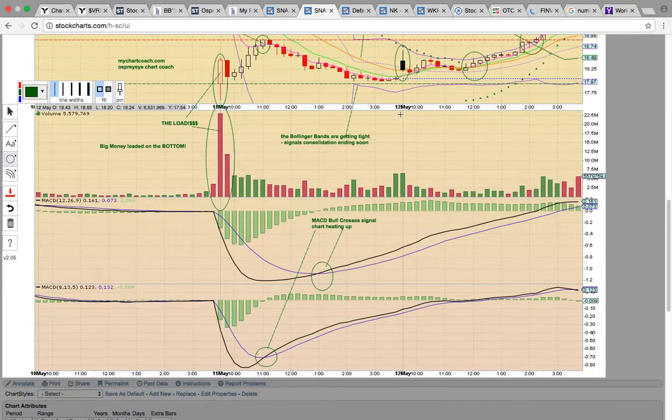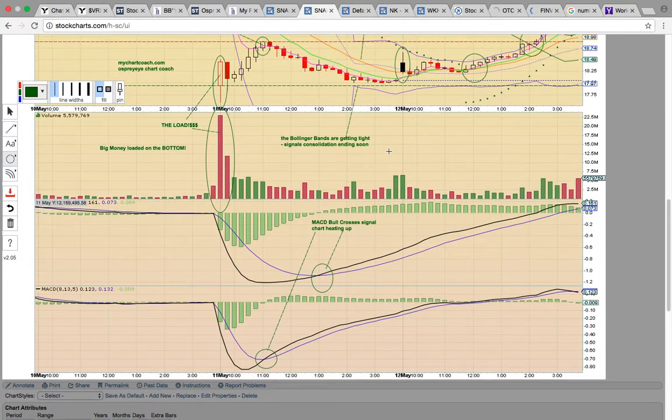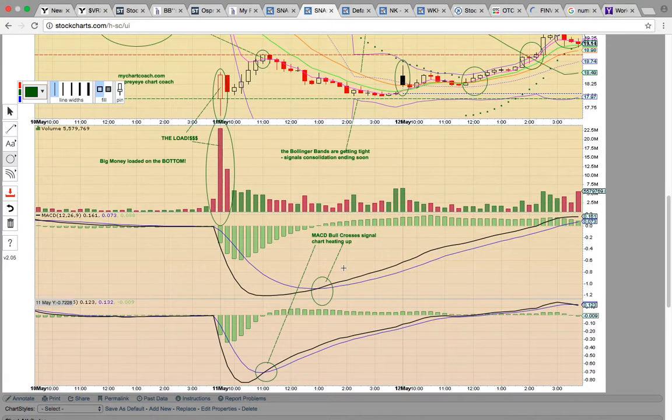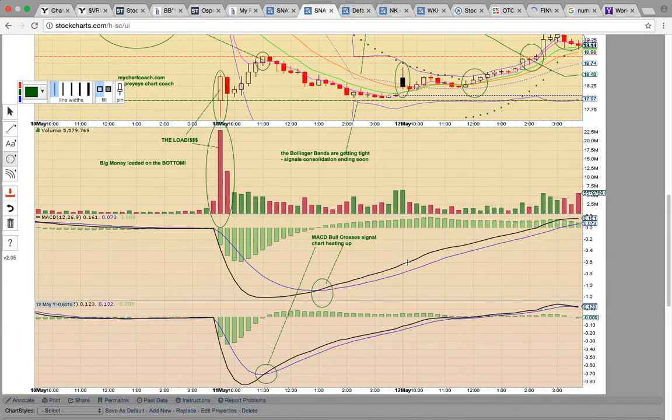One more thing to show you that was showing us that the bounce play was setting up was, look at MACD. On Thursday the 11th, there were bullish crossovers on the 8, 13, and 5 first, because it signals first, and then on the 12, 26, and 9. Those were both signals that the chart was heating up.